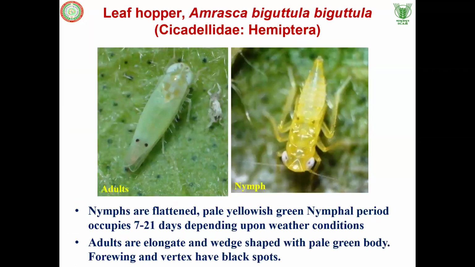The second most important pest attacking the cotton crop is the leaf hopper. You might have heard of the leaf hopper, Amrasca biguttula. It is not a pest confined only to the cotton crop; it attacks many crops. Both nymphs and adults, the immature stage as well as the mature stage, cause the damage. Most of the immature stages are yellowish in color, and adults are greenish in color.